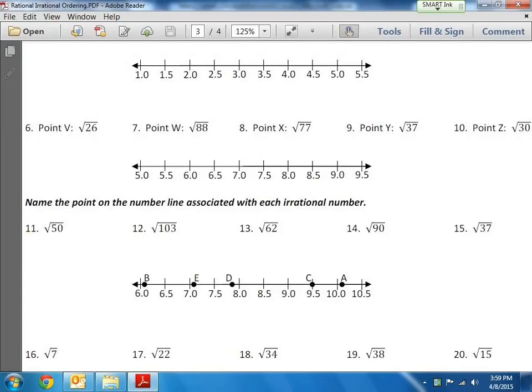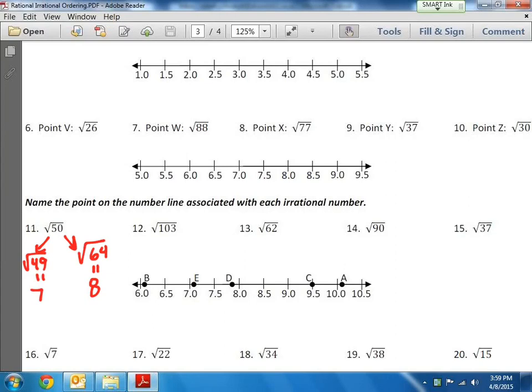All right, in this video we're looking through 11 through 15, and we're going to try to figure out which dot between A through E belongs to which square root. So let's start with the square root of 50 here. Well, again, the square root of 50 is not a perfect square, but we know that the closest perfect square to 50 below it is 49. The square root of 49 equals 7. And the one above it is 64, which equals 8. So I know that the square root of 50 is somewhere between 7 and 8.